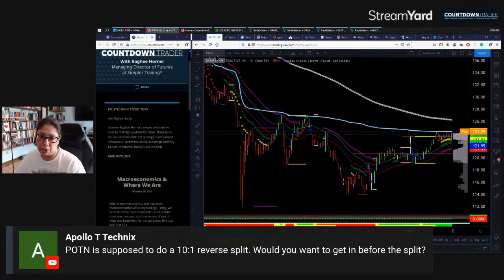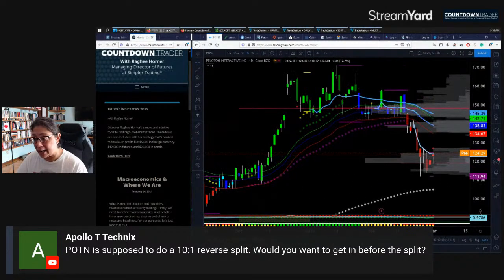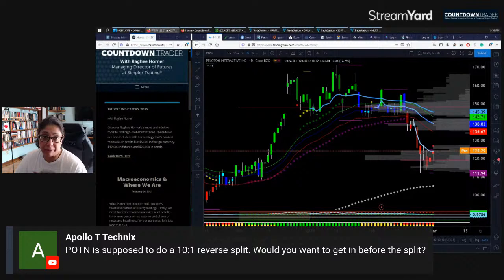Econ is supposed to do a 10-to-1 reverse split. Would I want to get in before the split? It's not a bad idea in terms of psychology. A lot of people love to do that. You'll notice that Apple benefited from that last year. Tesla benefited from that last year. And I would have no doubt that if this is indeed an oversold level, Piton might as well. Apollo, thank you for the question.